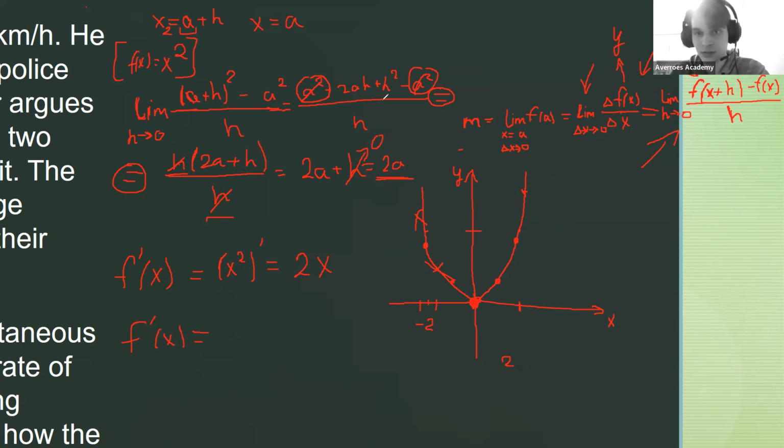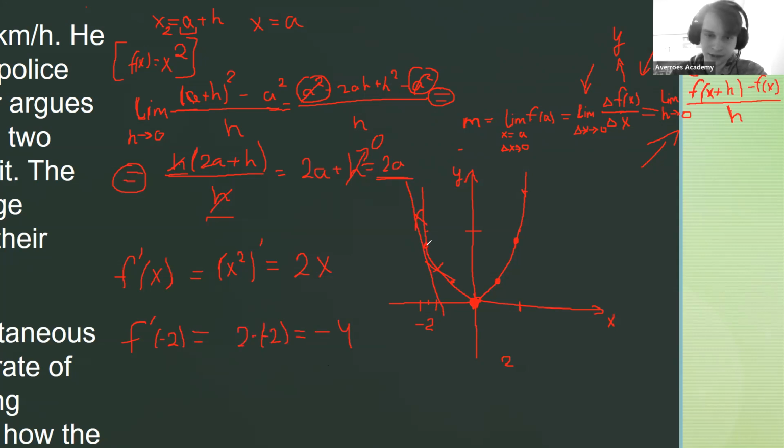When x equals minus 2, we're just going to substitute minus 2 for x, right? Substitute x for minus 2. And we're going to get 2 times minus 2 equal minus 4. And so it says that the tangent line would be something like that here.